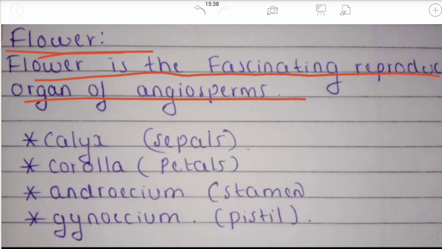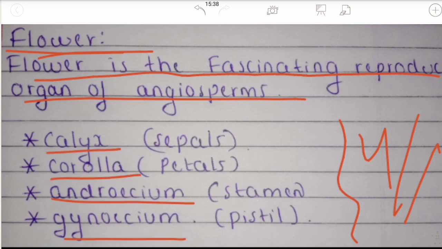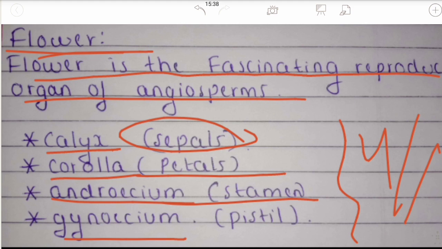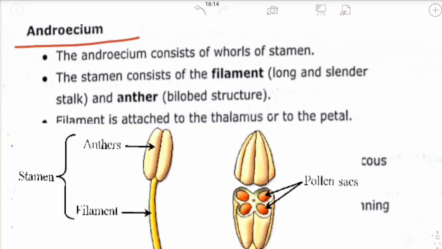It mainly consists of four important parts. They are calyx, corolla, androecium and gynoecium. Calyx is also known as sepals, corolla is also known as petals, androecium is also known as stamen, gynoecium is also known as pistil as well as carpel.